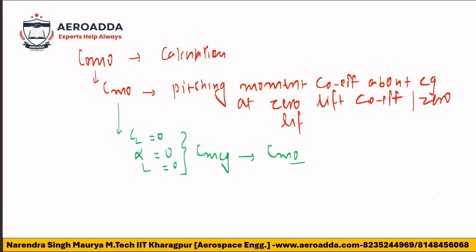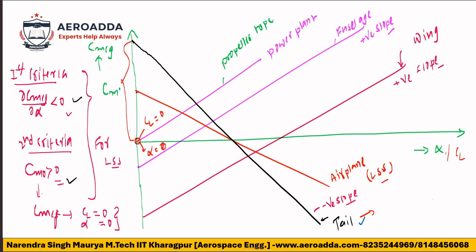In the graph, where is the CM naught? See, in the graph, where is the CM naught? Check it, everybody. This value is nothing but CM naught, because this is the value of CMCG where CL is equal to 0. Correct? So if you talk about the whole aircraft or whole airplane, let me correct this, because this is the tail. So your whole aircraft is till this only. This is for the complete airplane, so this is nothing but CM naught, where the contribution of the main wing as well as the tail will be there.